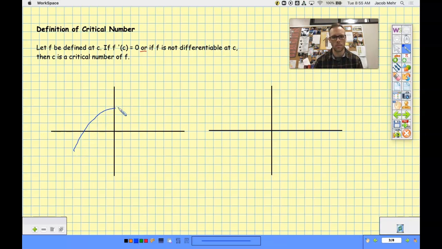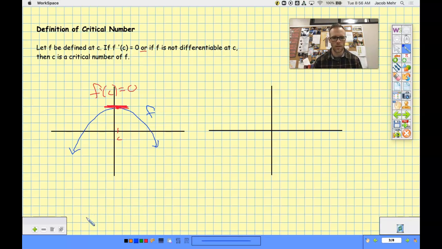So it would look something maybe like that. Here's our function f. Here is c, and f prime of c right there equals 0. The slope there is 0. Hopefully already you're making a connection. We're talking about extrema, and take a look at f prime of c equals 0. What do we have here? In this case, we have a maximum, don't we?